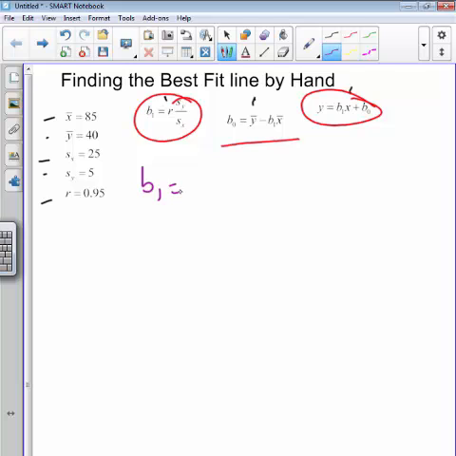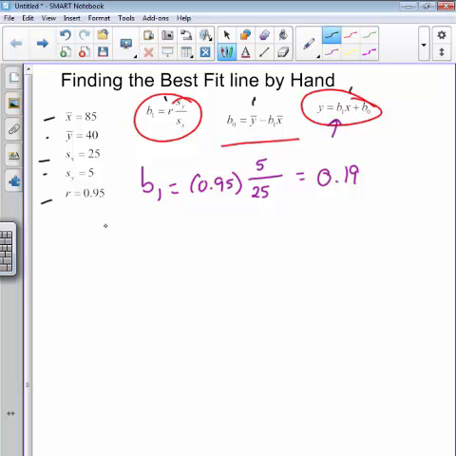In this case, b sub 1 is r, which is 0.95, times s sub y, the standard deviation for y, divided by s sub x, the standard deviation for x. When we plug this in, we get b sub 1 is equal to 0.19. In our equation, we've now found one of the coefficients that we need.